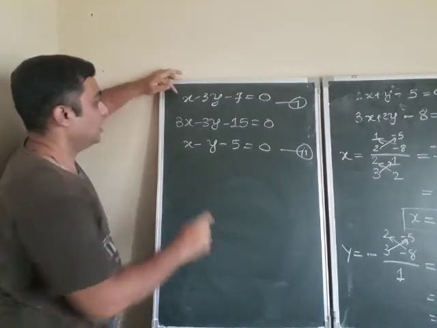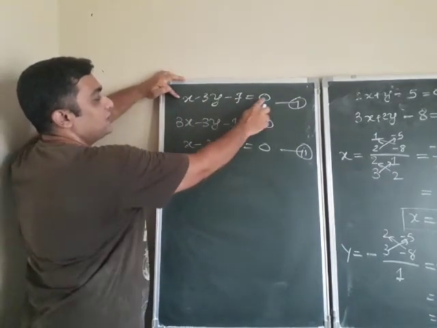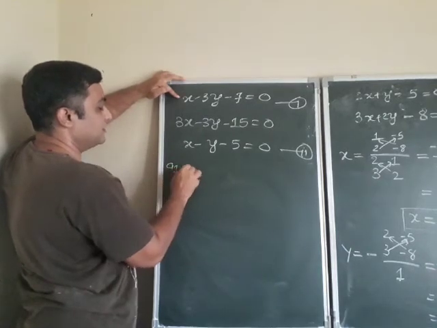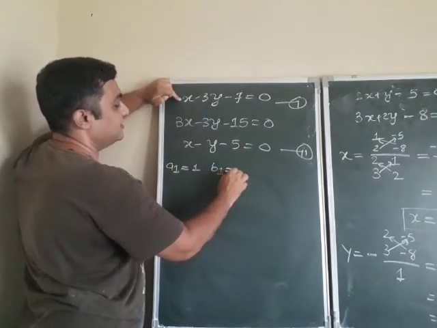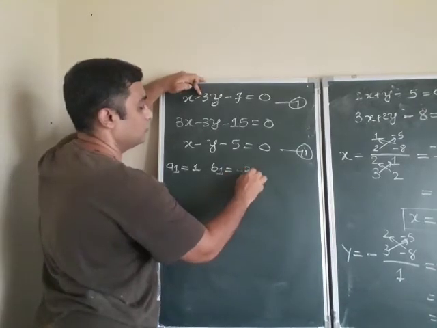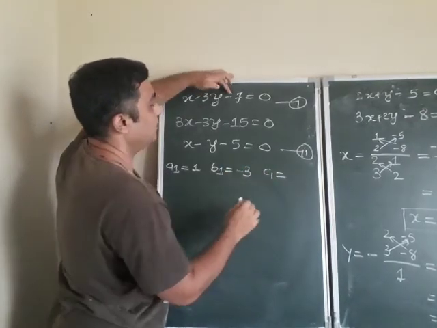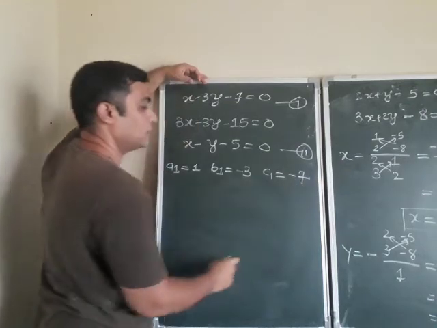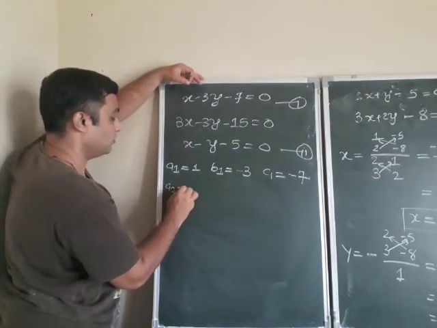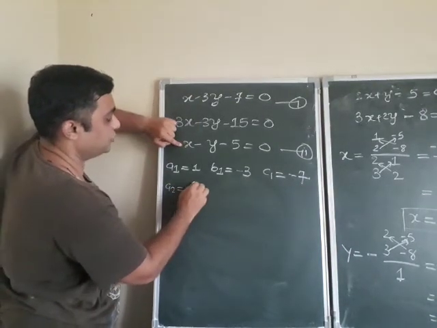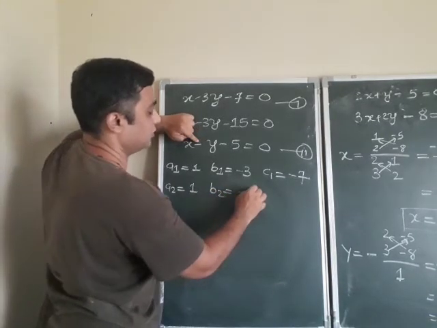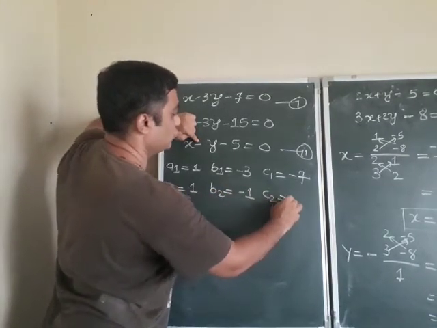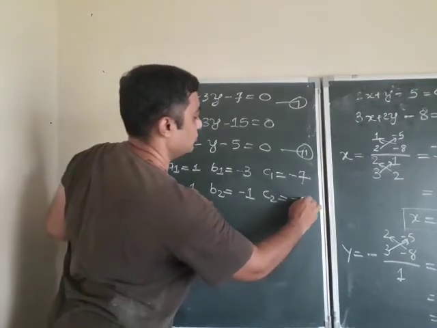Okay. Now write down a1x plus b1y plus c1 is equal to 0. So a1 is equal to x coefficient 1. b1 is equal to minus 3. And c1 is equal to minus 7. Now go for a2. a2 is equal to x coefficient 1. b2 is equal to y coefficient minus 1. And c2 is equal to constant term is minus 5.